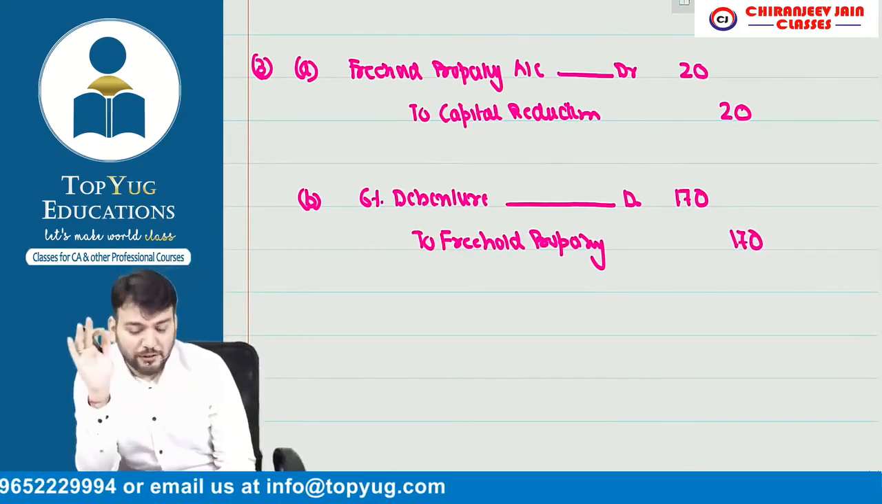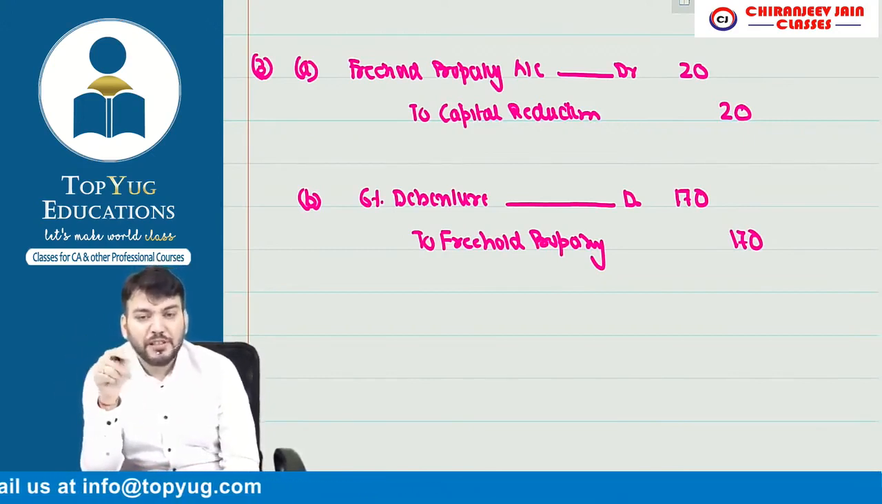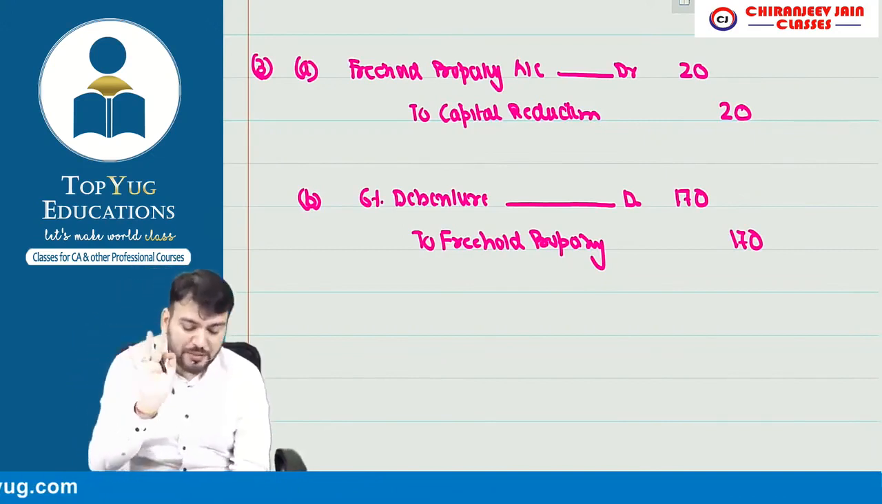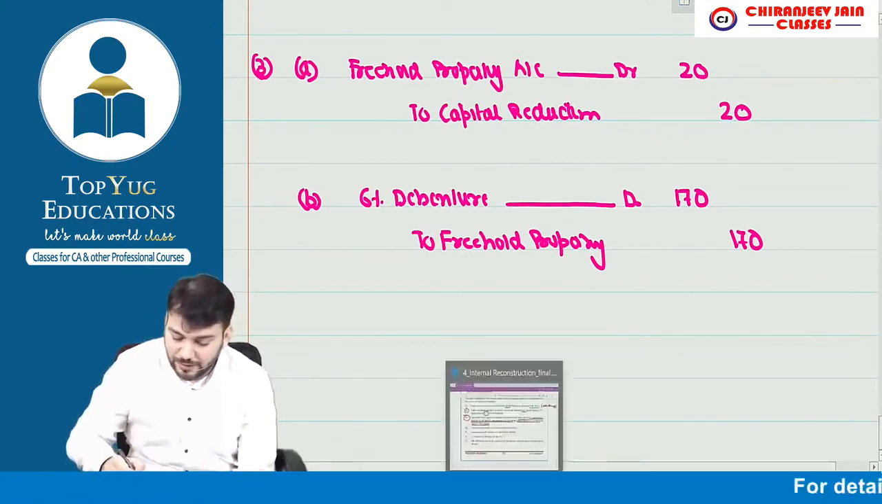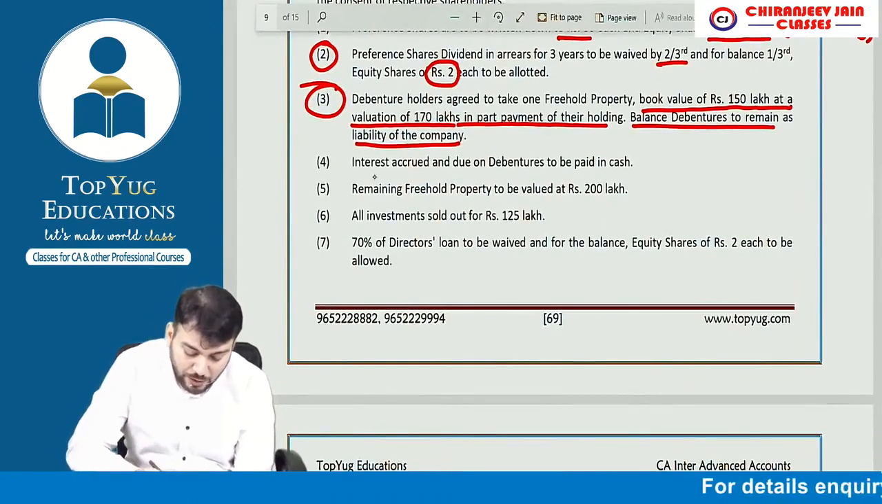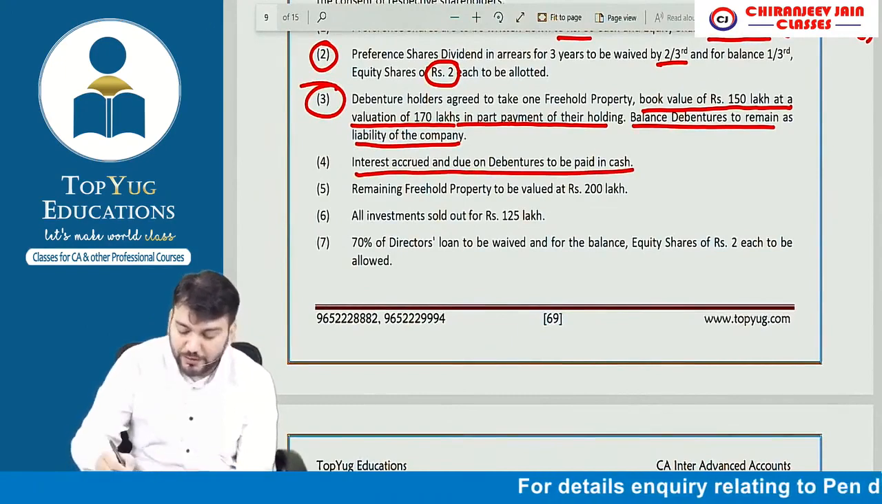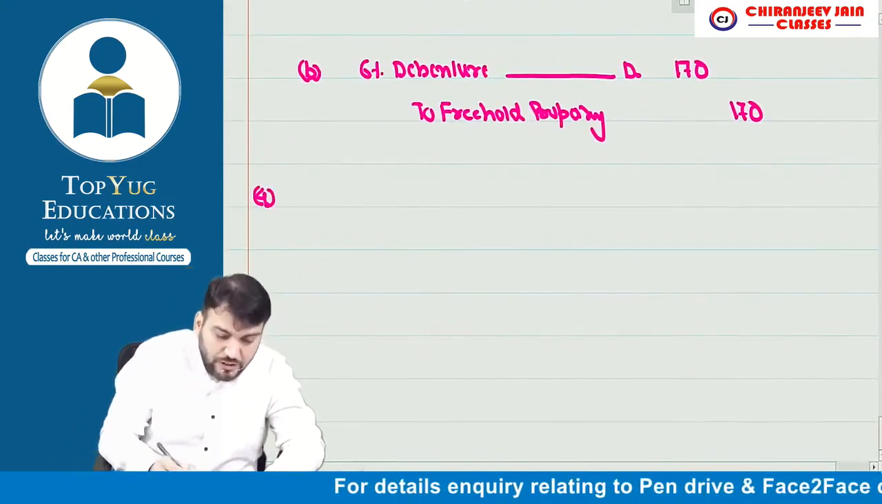So point number 3 also done. Narration, you write: being freehold property given to debenture holders. Correct? Yes sir. Understood. Then point number 4, interest accrued and due on debenture to be paid in cash. So let's make the payment of that. Point number 4, so what journal entry? Tell me.